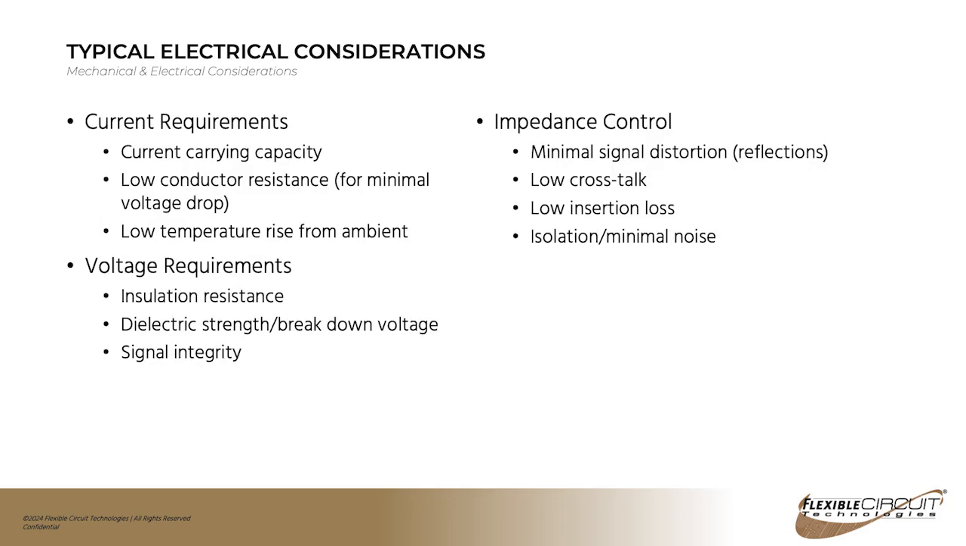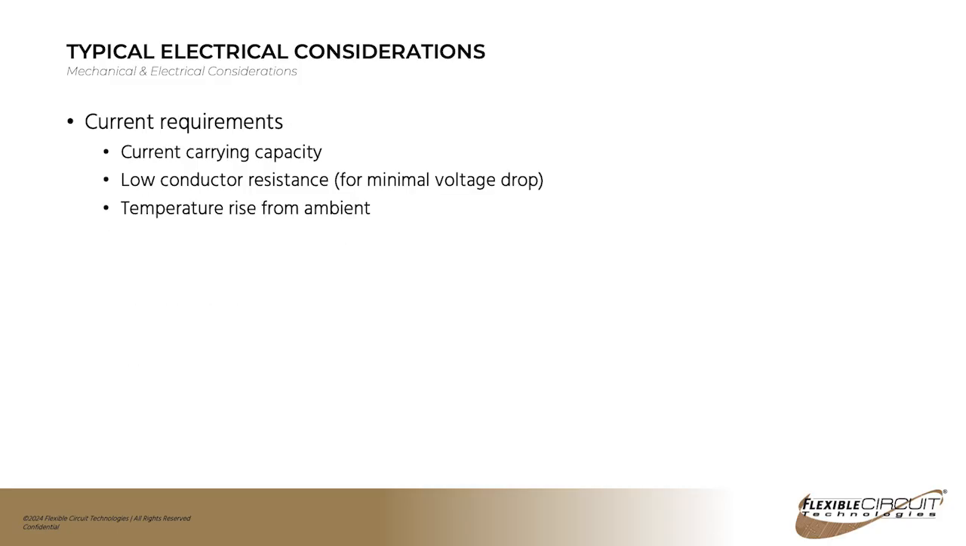So when you look at the electrical requirements that's needed on any printed circuit board, whether it's flex or rigid, you've got current requirements, voltage requirements, impedance control, and we're going to go over these one at a time. So we'll start out with current carrying requirements. Obviously, you need your conductors to be able to carry the amount of current required to support your application, and you want low conductor resistance to minimize your voltage drop, and you also want to control your temperature rise because you typically don't want any extra heat being generated in your flexible circuit.